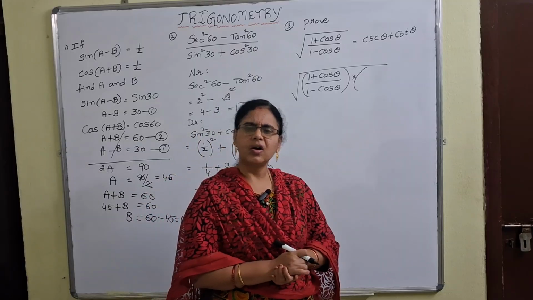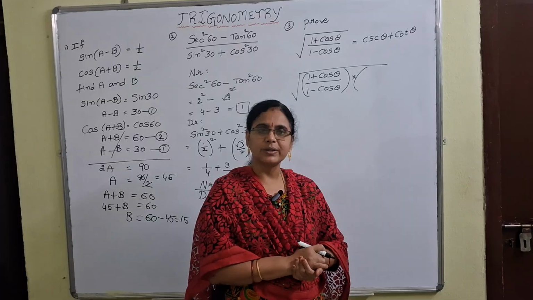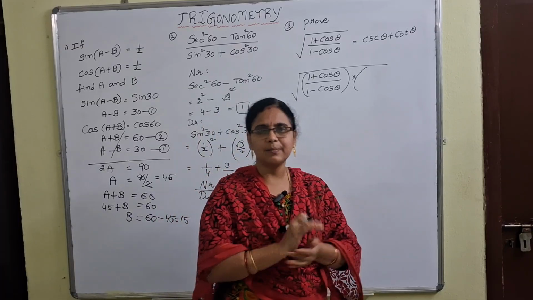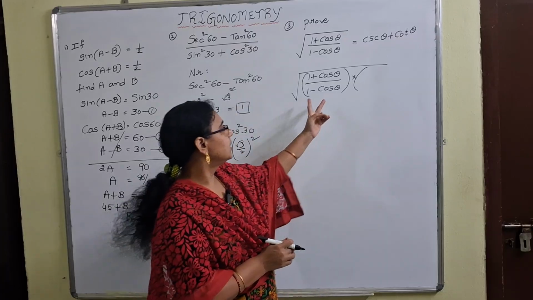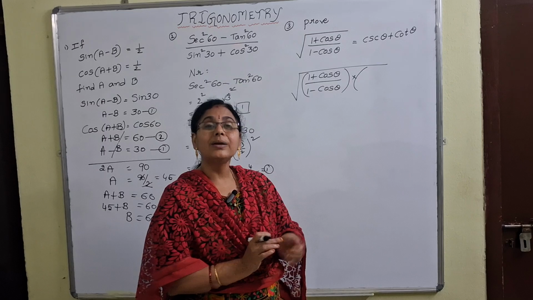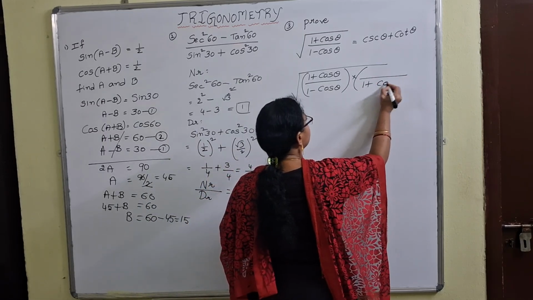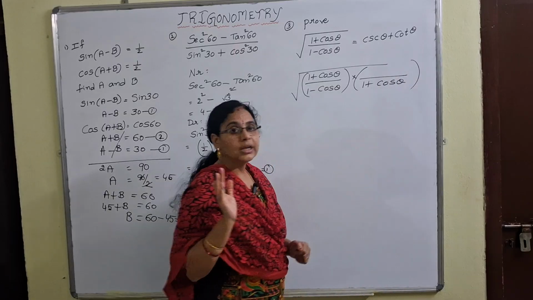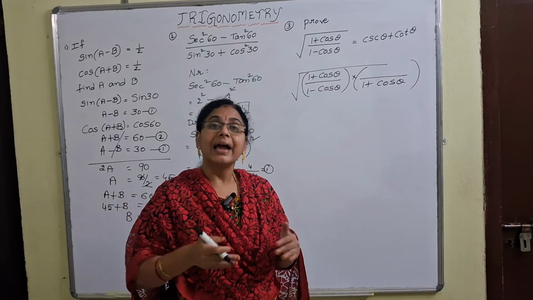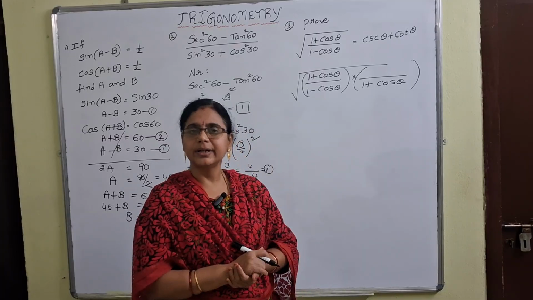For getting the formula, whenever a plus b is given, we need to multiply with a minus b. If a minus b is given, you have to multiply with a plus b. Here 1 minus cos theta is given, so you have to multiply with 1 plus cos theta. Can we write it only at the denominator place? No, never. Whatever you want to multiply additionally, you have to multiply at numerator and denominator also.